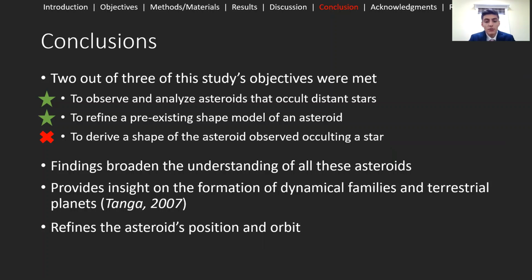Overall, these findings broaden the understanding of all of these asteroids, and since the data is already uploaded to the IOTA website, which is then backed up into the NASA database annually, astronomers can use this information to provide insight on the formation of dynamical families and terrestrial planets. Also, this information can be used to refine the asteroid's position and orbit, making the next occultation even more accurate.